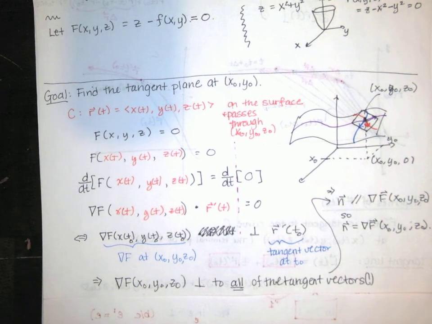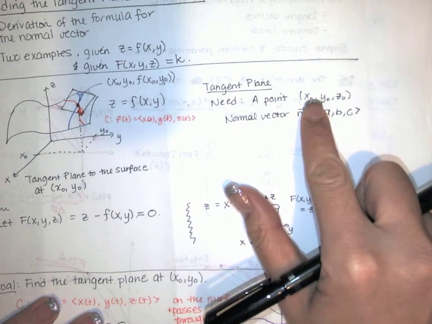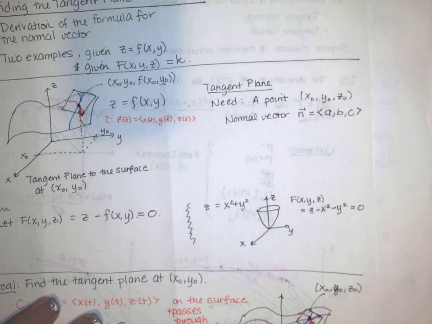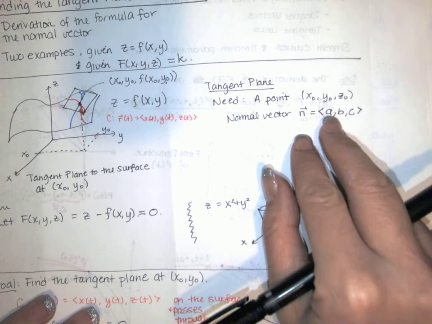Okay, well now we've got everything we need. We needed two things. We needed a point on the surface. They're going to give us x naught, y naught. We can always find z naught, so that's great. And then we needed a normal vector. And remember how we do that.